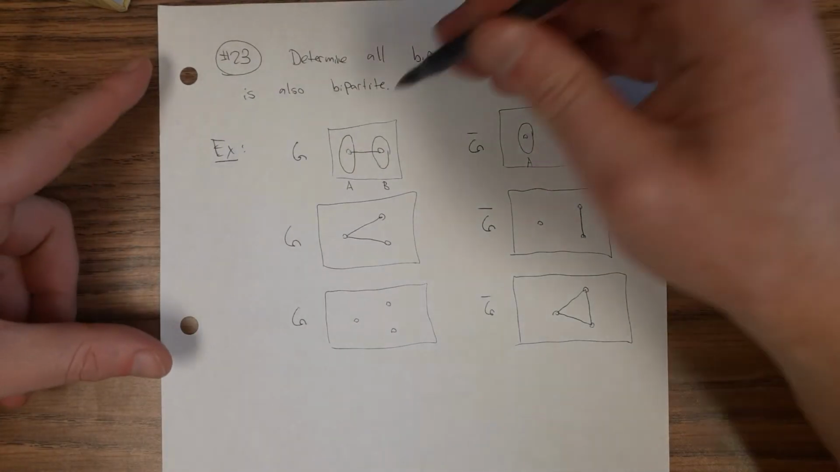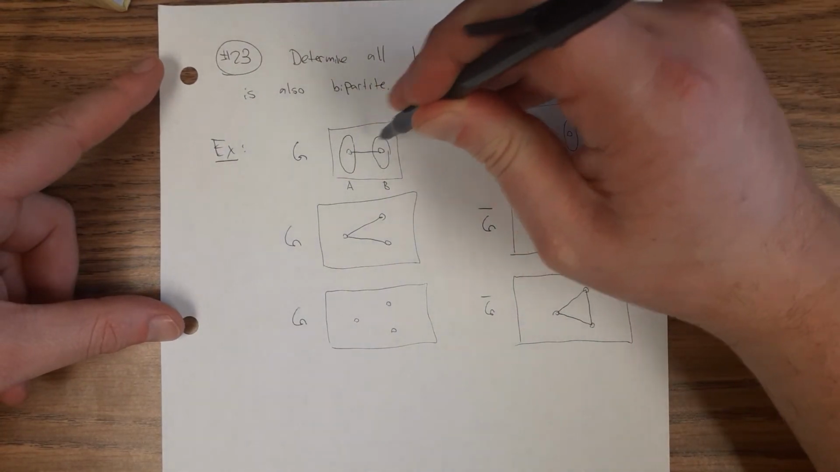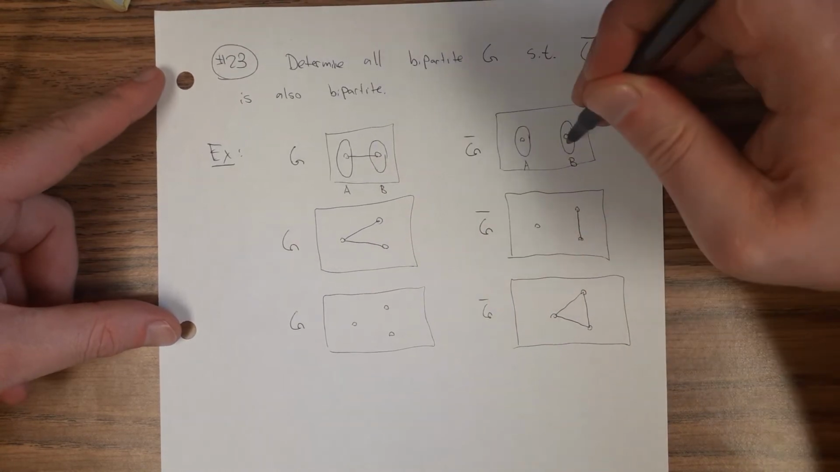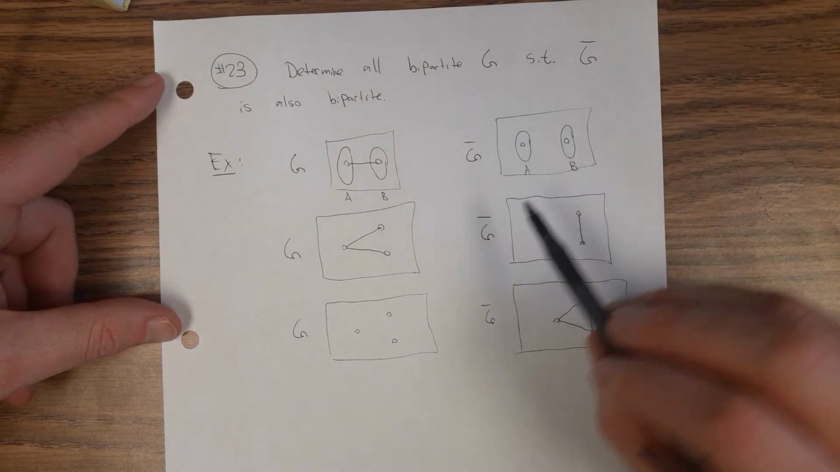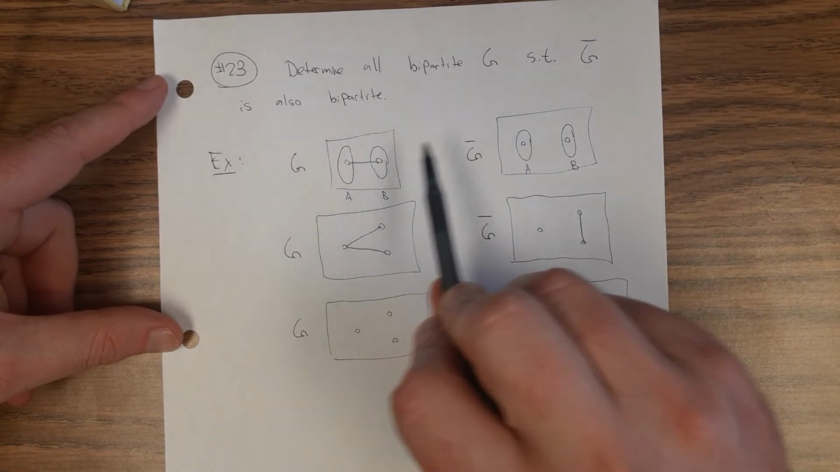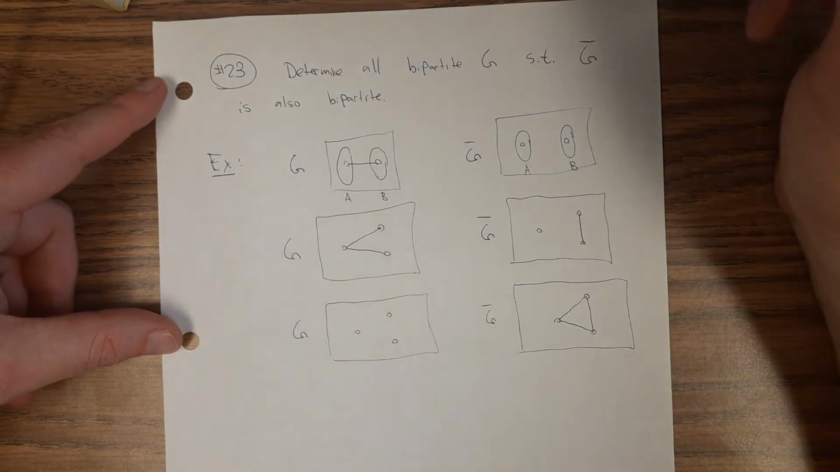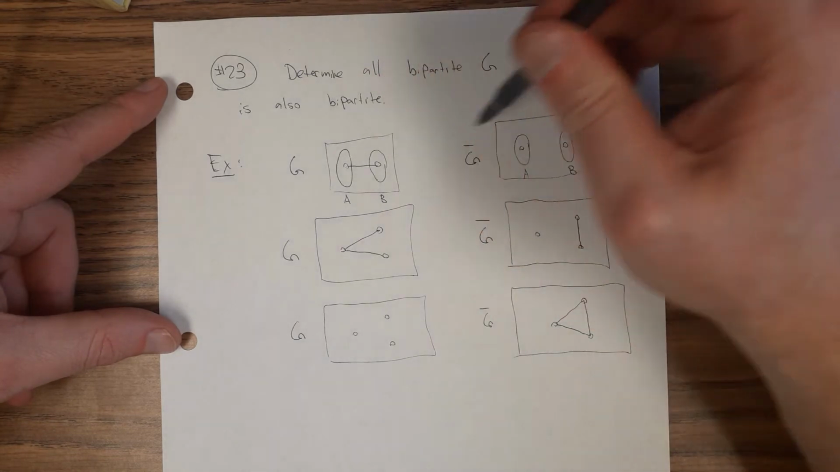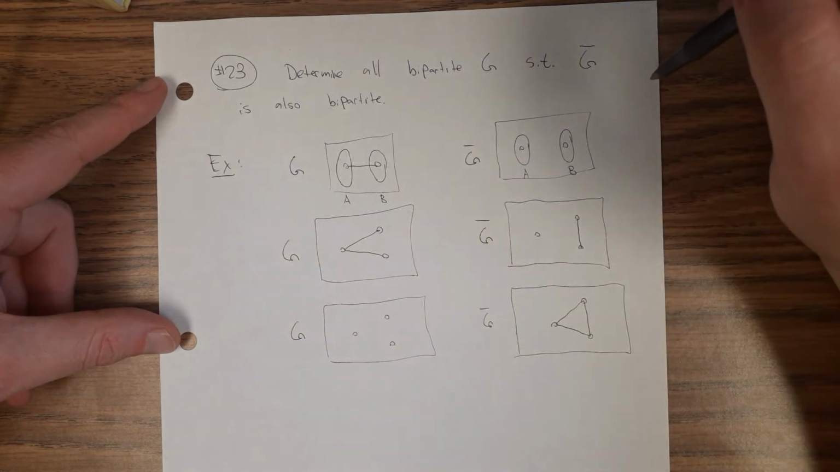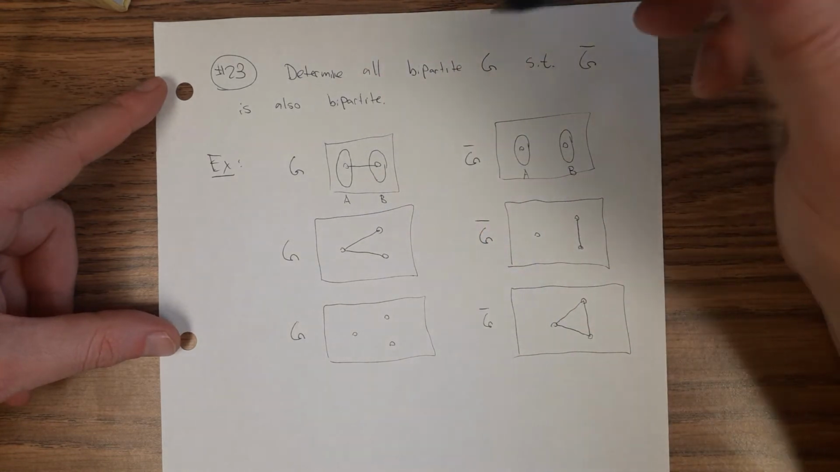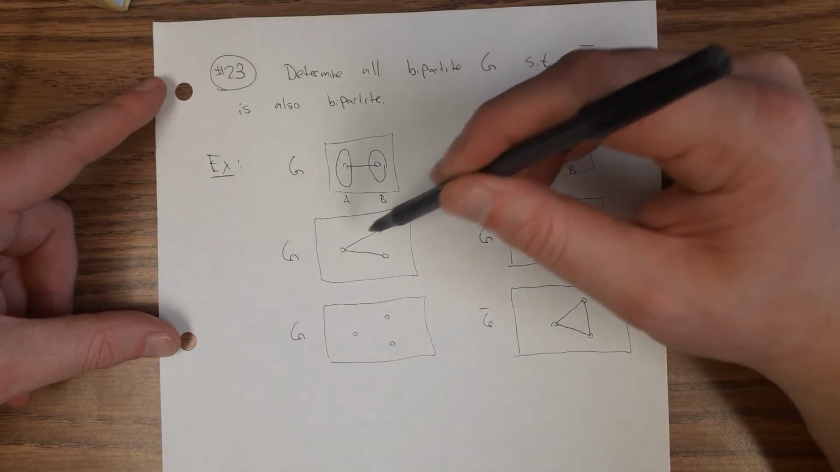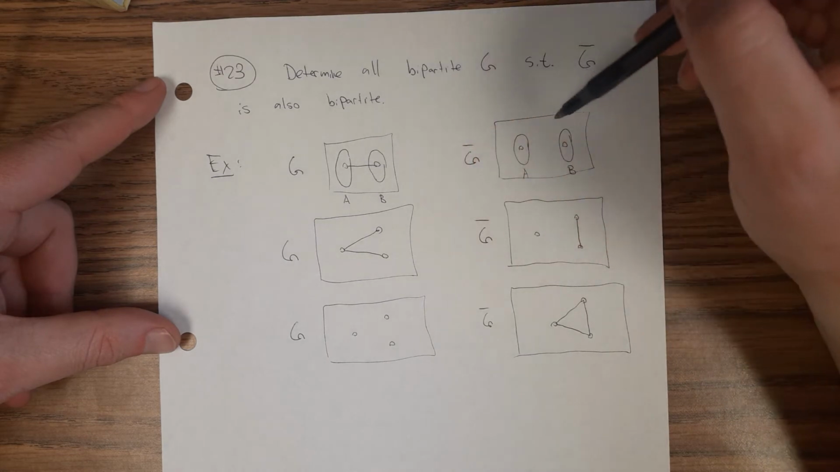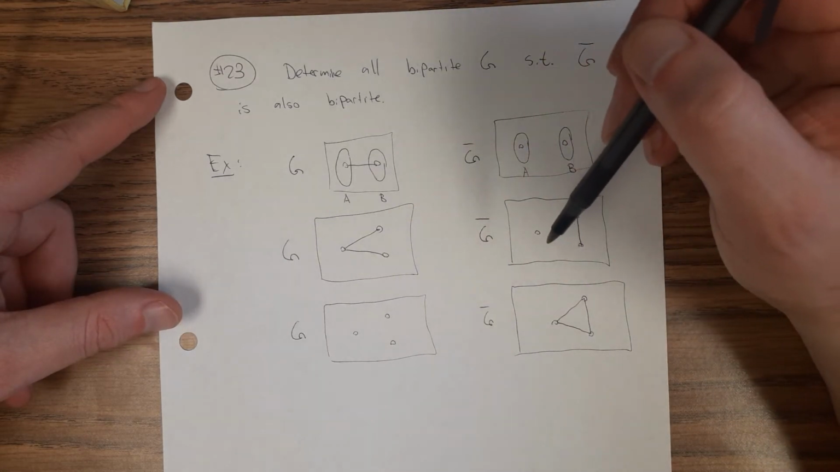Okay, so these two graphs right here are examples of bipartite graphs whose complement is also bipartite. These two graphs are complements of each other, and they are both bipartite. So these will be part of your answer. Let's talk about slightly bigger graphs. Like we talked about two vertices just now, let's talk about three vertices.